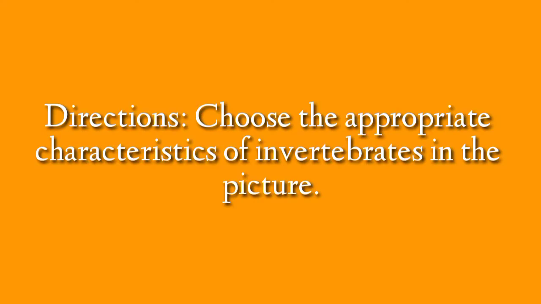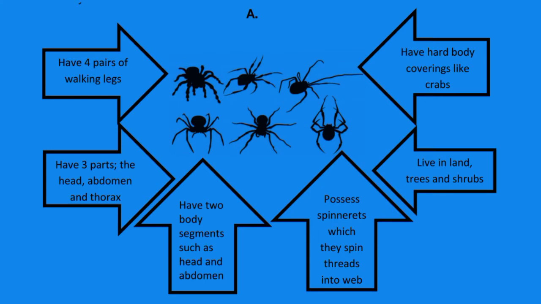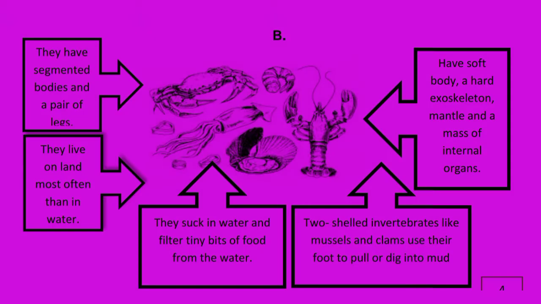Directions: Choose the appropriate characteristics of invertebrates in the picture. Write your answer on your answer sheet. Are you also done with Activity 2? Then let's have Activity 3, wherein you're going to determine the kinds of invertebrates for the following words. I know there are several types of invertebrates. Kindly determine the kinds of invertebrates for the following.